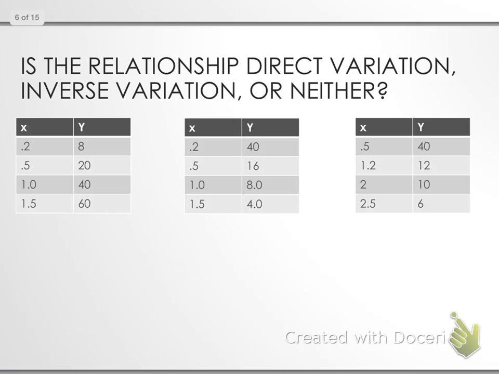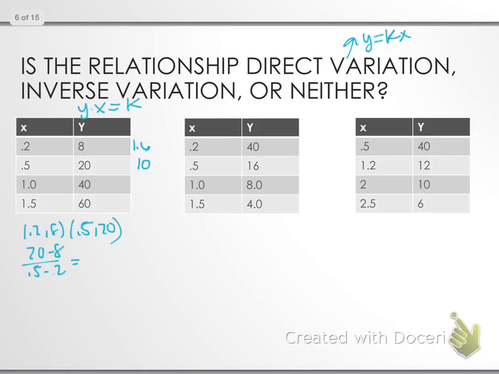Okay, so is the relationship direct variation, inverse, or neither? So direct, remember, was that y equals kx, so we found the slope. Inverse variation was y times x equals k. So first off, we multiply them and see if we get that inverse variation. So 0.2 times 8 gets me 1.6. 0.5 times 20 gets me 10, so I can automatically knock out inverse, and we check our slopes to see if it's a direct. So 0.2, 8 and 0.5, 20. So when I do it, I do 20 minus 8 over 0.5 minus 0.2, which is 40.